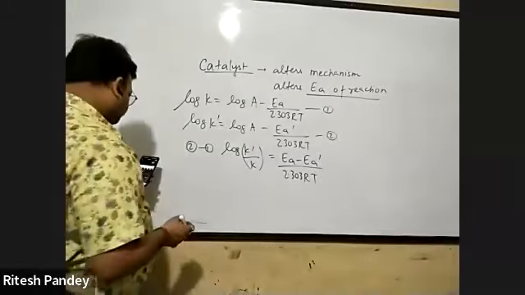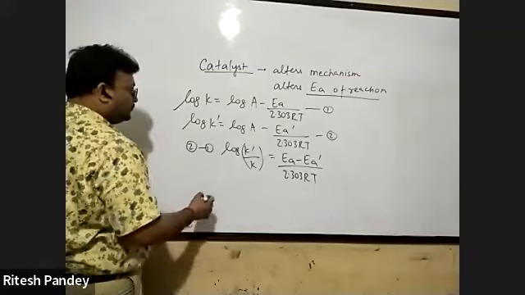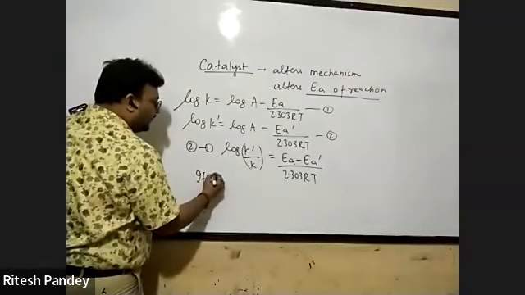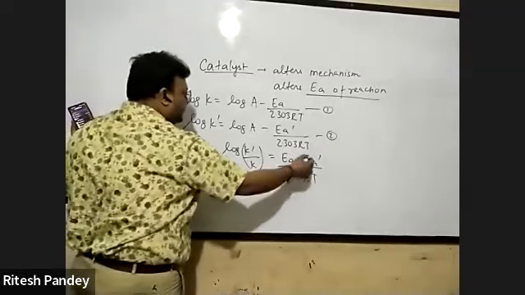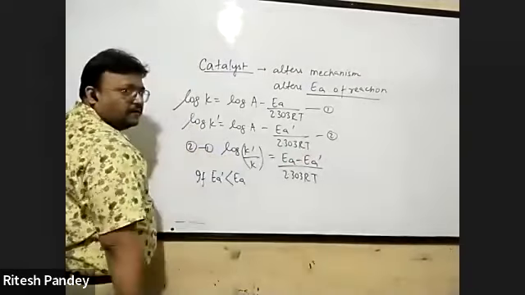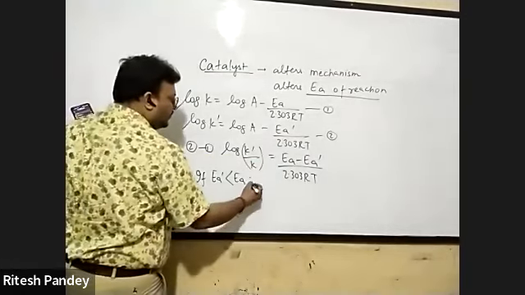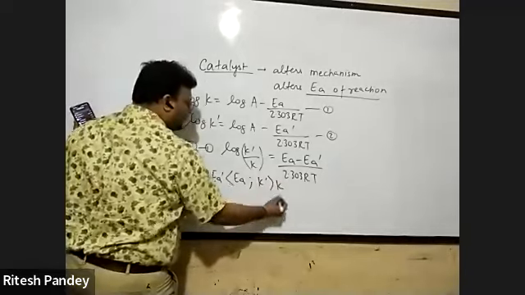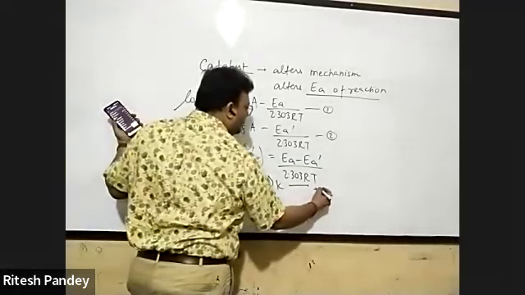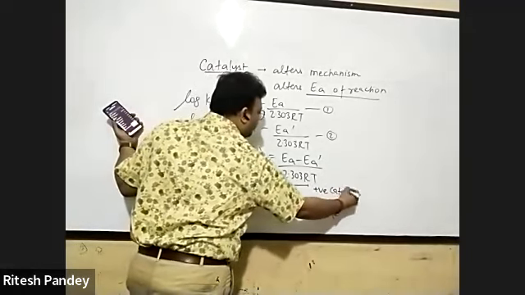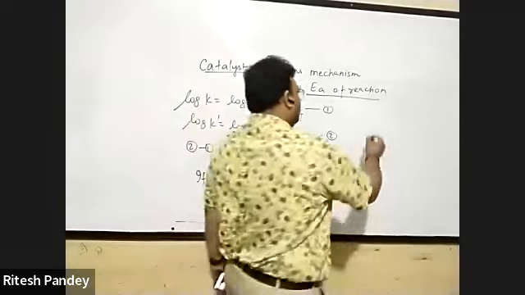And right away, if EA prime is less than EA, all of this will be positive. Yes, you are right. And K prime would be more than K, and you'll call it a positive catalyst. By default, a catalyst is going to mean a positive catalyst only.